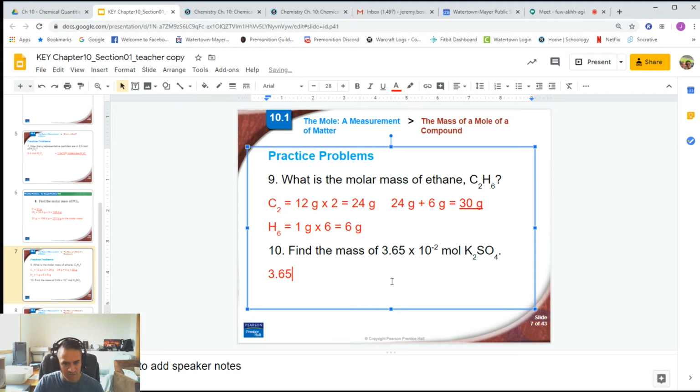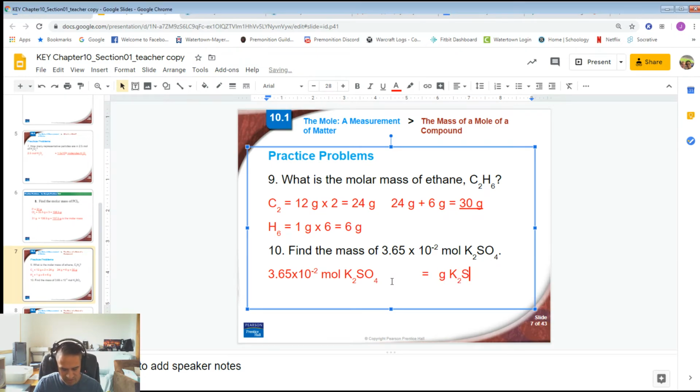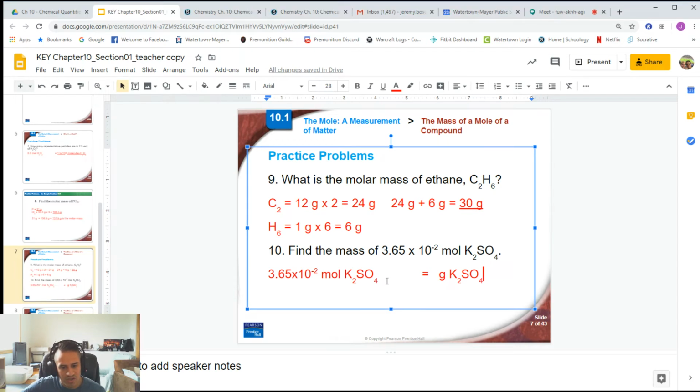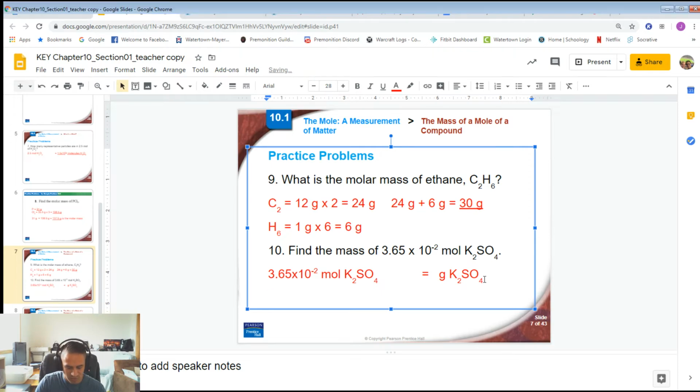So we are starting with 3.65 times 10 to the negative second moles of K2SO4, and we are going to convert this into grams of K2SO4. Now to do that, we need to know how many grams are in 1 mole of this material. And that, by definition, is the molar mass. That is what we just did in these previous problems. So let's look at a periodic table and find the molar mass for this K2SO4.